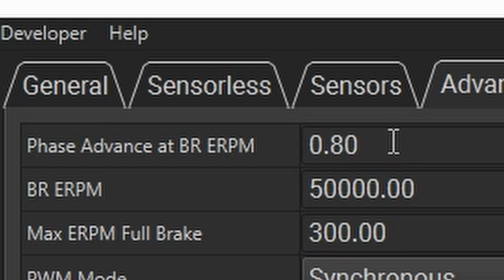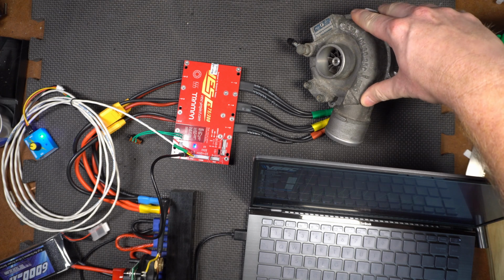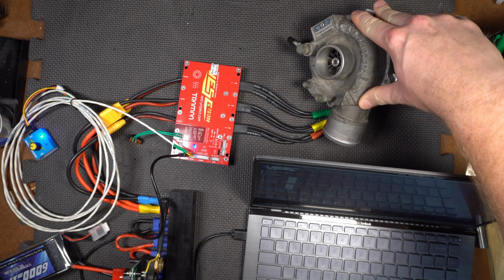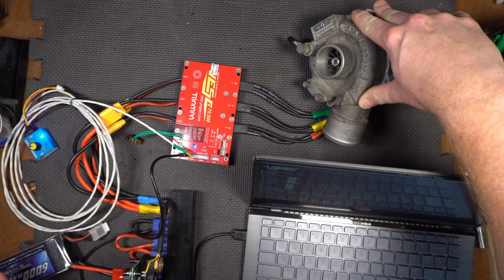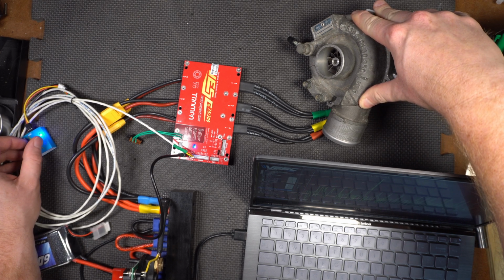Let's watch it run, and let's run the real-time data as well, so we have something to work with here. So now we're running real-time data. All right, we're going to use our mini turbo, which started out, of course, as a crankcase evacuation pump, but now it's a good test bed. We're running 4S here on these packs. Let's go ahead and spool this thing up.